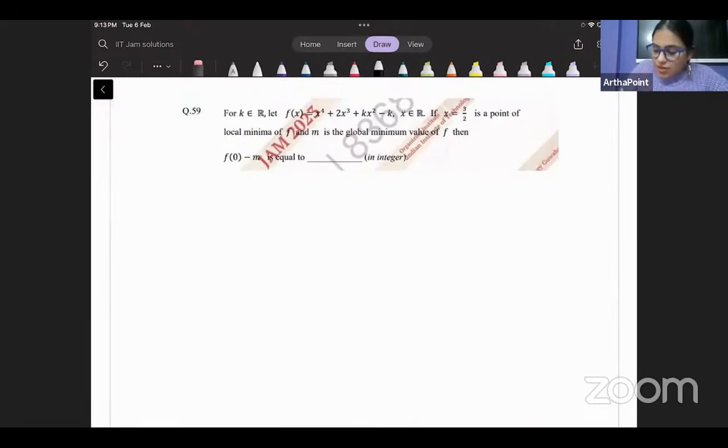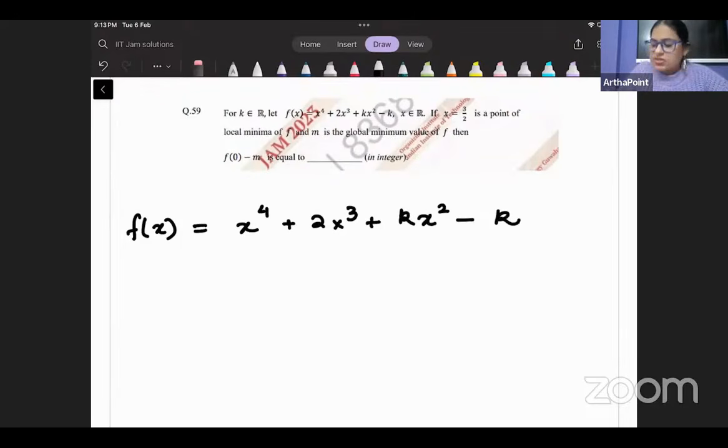Beta, what is it saying? You have a function given to you: x to the power 4 plus 2x cube plus kx square minus k. It says x equal to 3 by 2 is a point of local minima of the function and m is global minima of the function. Find f(0) minus m. Very, very good question, but easy.